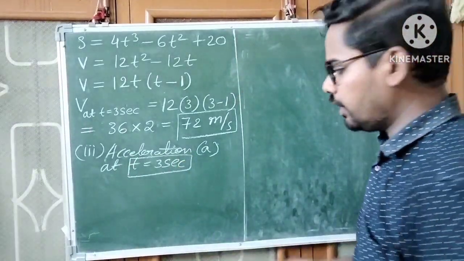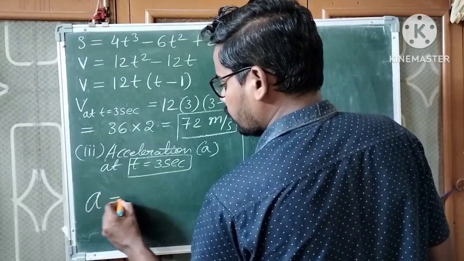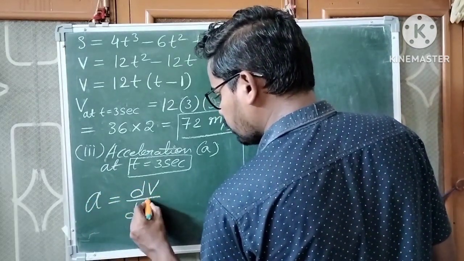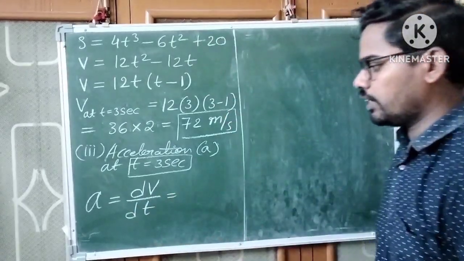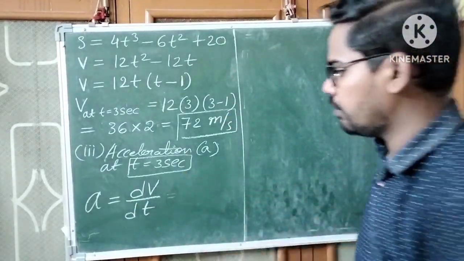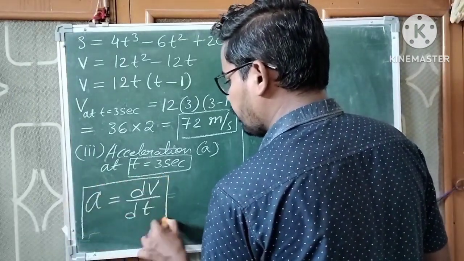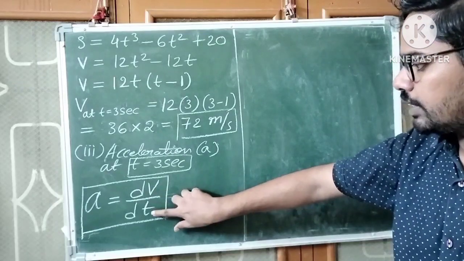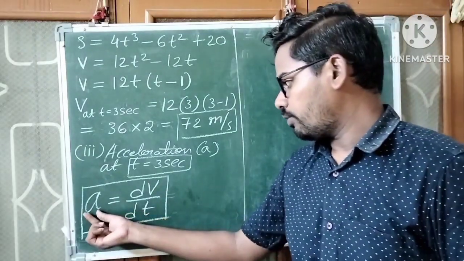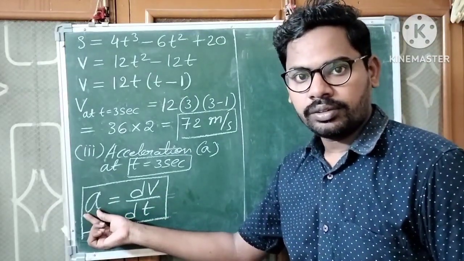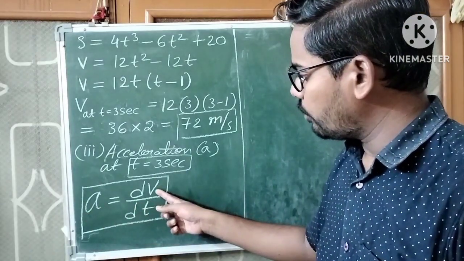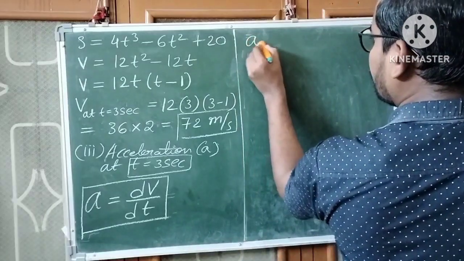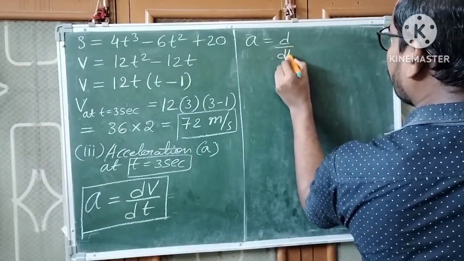Now we know that acceleration is equal to the rate of change of velocity with respect to time, nothing but dv by dt. It means a is equal to dv by dt, the derivative of v with respect to t. So we find acceleration by finding the derivative of v with respect to t. Now a is equal to d by dt of v.